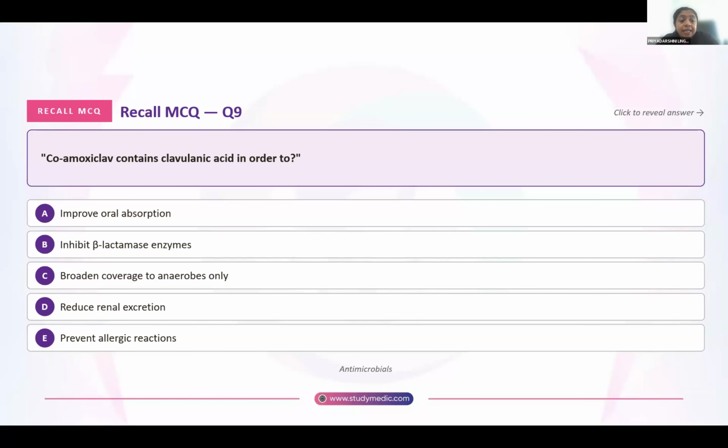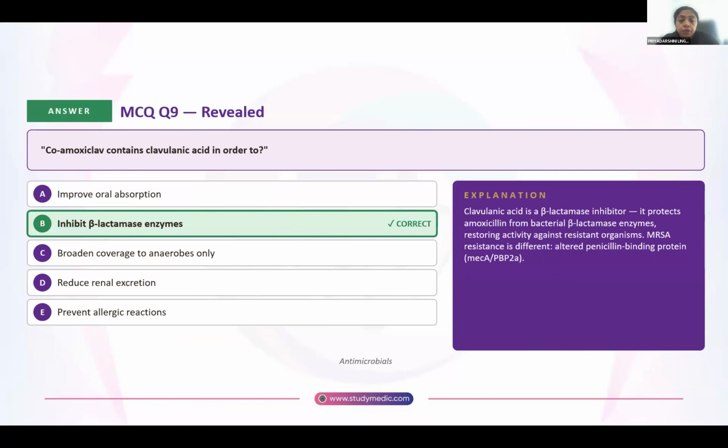Co-amoxiclav contains clavulanic acid. Now, why is clavulanic acid added here? Is it to improve the oral absorption? Is it to inhibit the beta lactamase? Is it to broaden the coverage of anaerobes? Is it to reduce the renal excretion? Or is it to prevent allergic reaction? The answer here is that it is to inhibit the beta lactamase enzymes. So mainly when you look at antibiotic resistance, you need to think that co-amoxiclav has clavulanic acid for this reason, to avoid resistance.